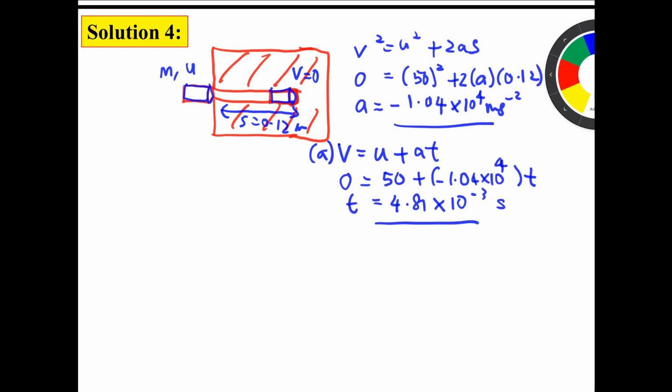Okay, next the second question asks for impulse on the block. Okay, for impulse on the block we will use J is equal to delta P.